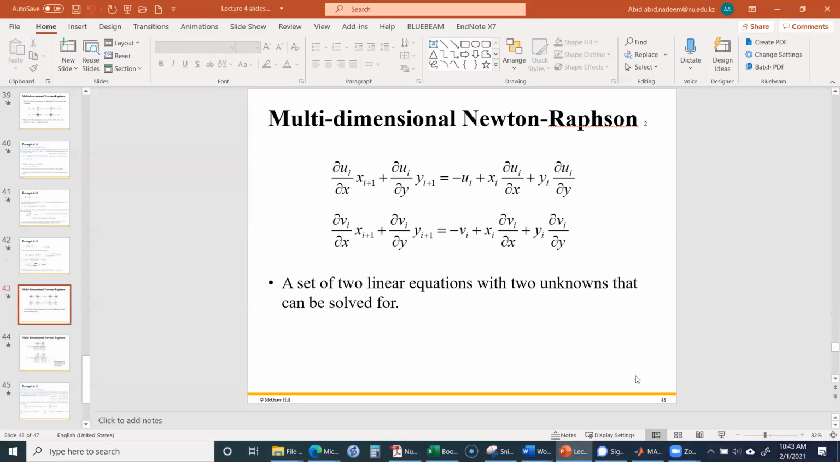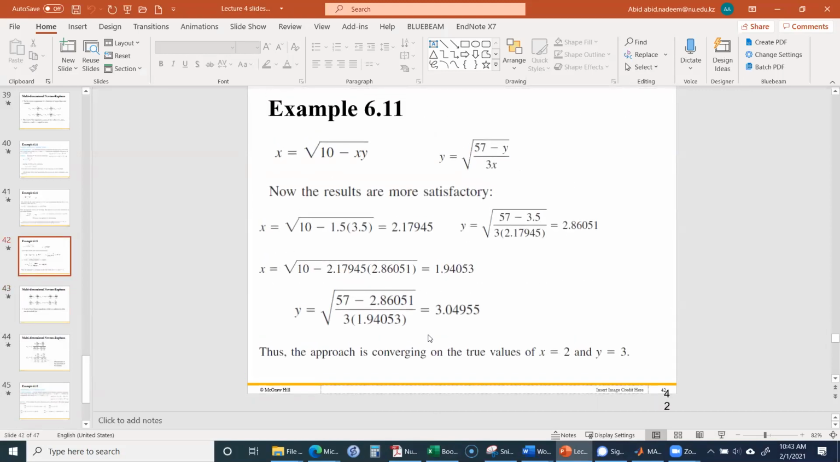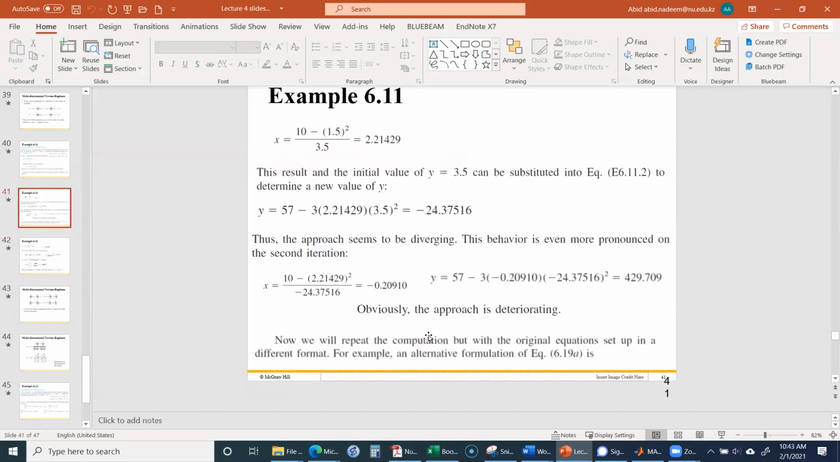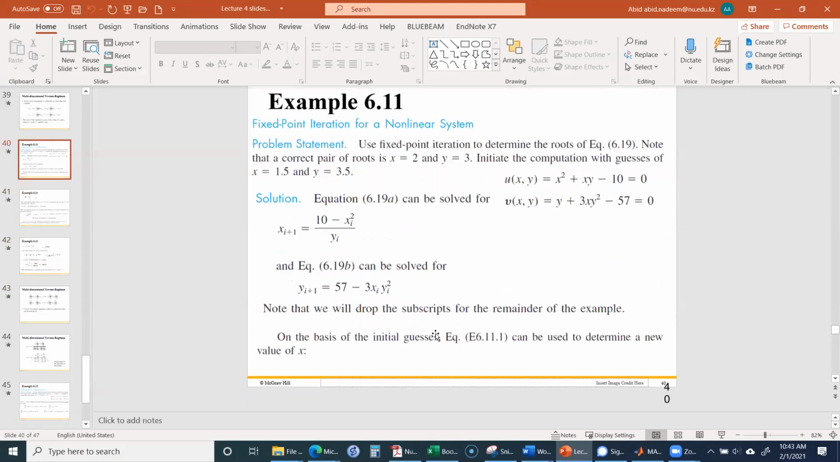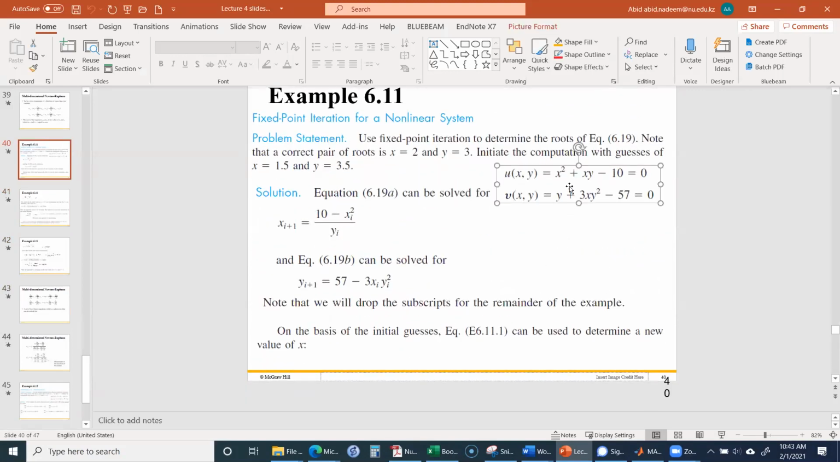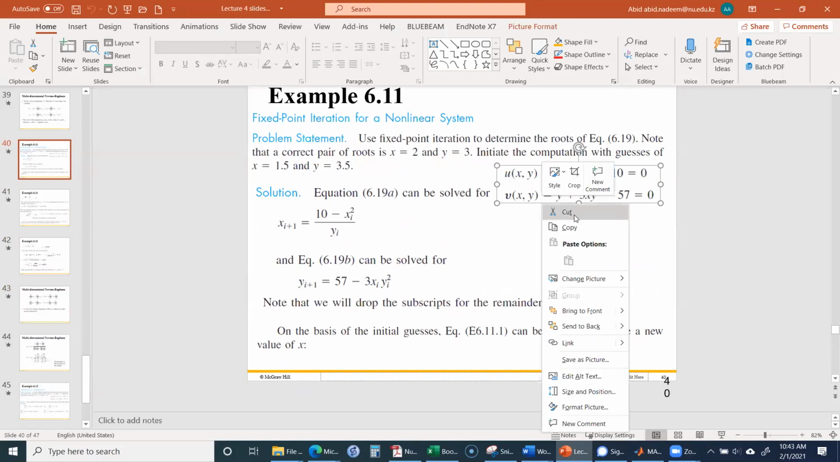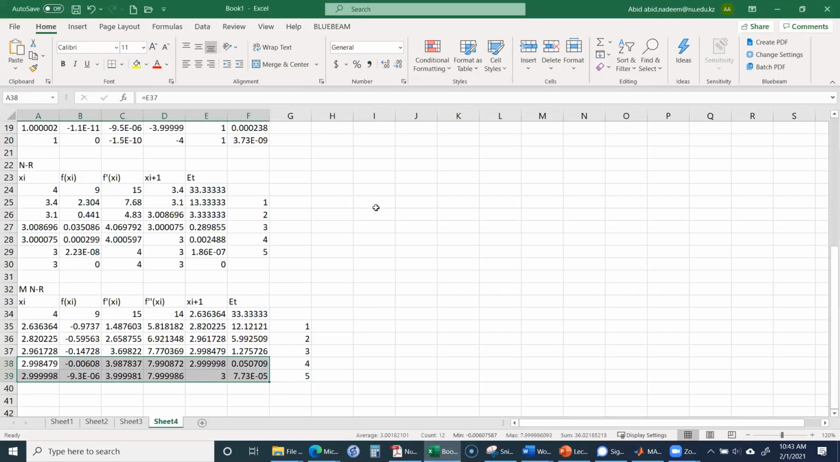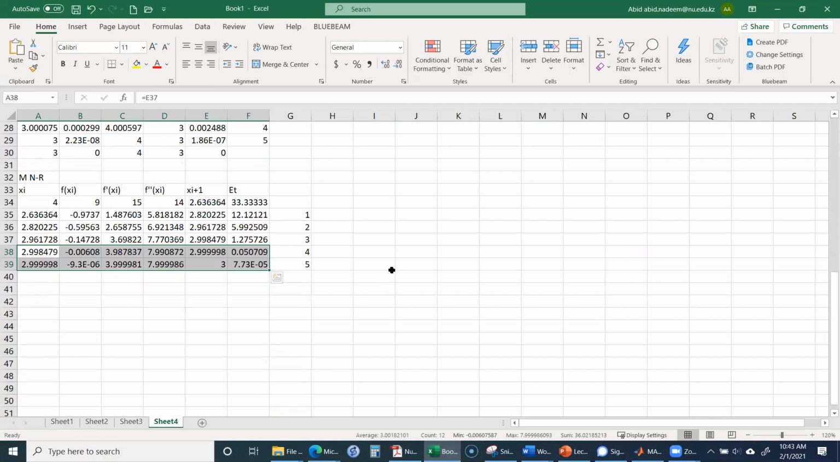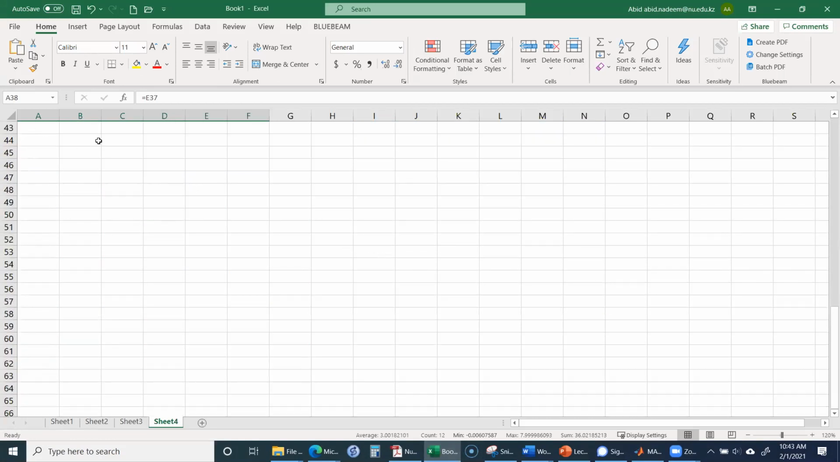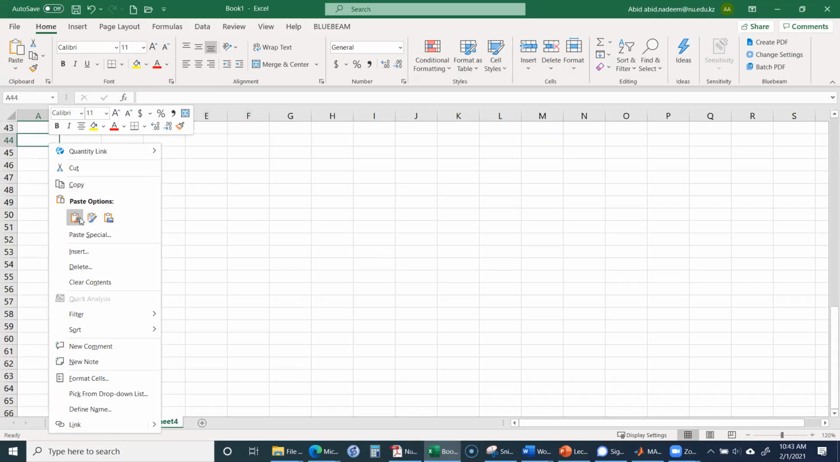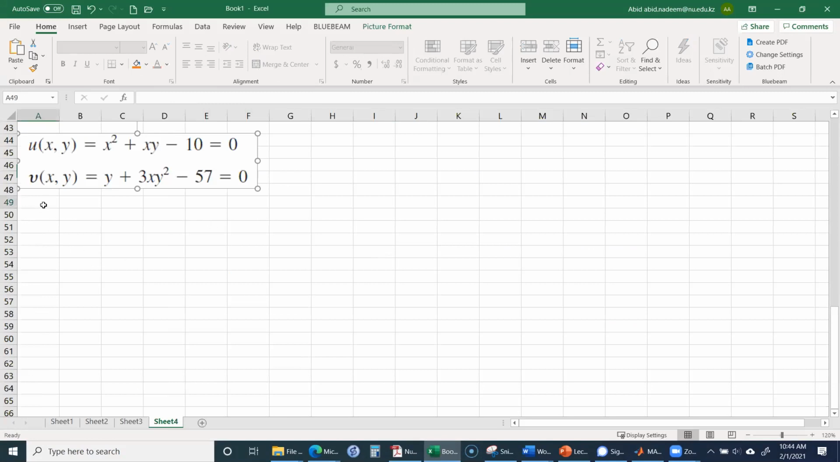So this was the approach for the solution of simultaneous nonlinear equations by using the fixed point iteration method. So let's see it with the help of Excel. How we can do it in Excel. Maybe, yeah, this was the equation which I wanted to use.